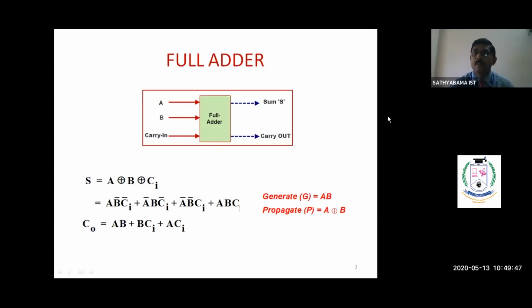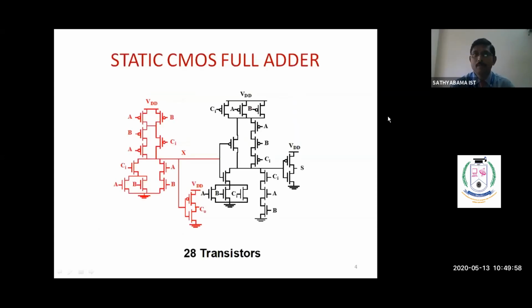Here we are using two terms, generate and propagate. Generate is nothing but AB, and propagate is nothing but A XOR B. These full adders can be designed using static CMOS logic, because in the previous topics we studied static CMOS logic design and dynamic CMOS logic design.